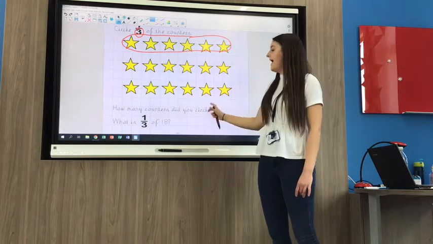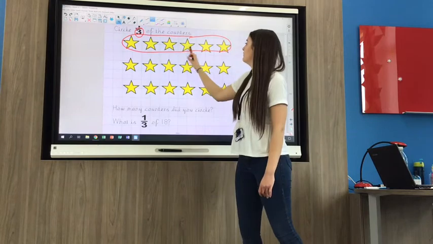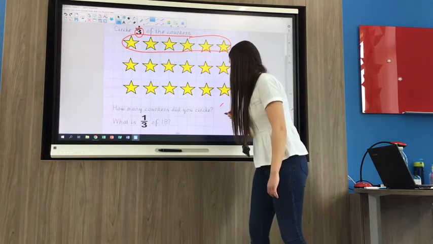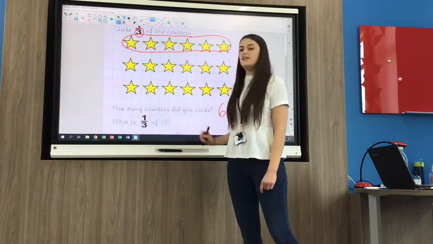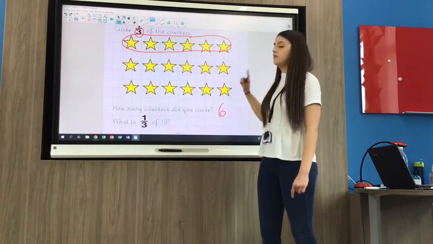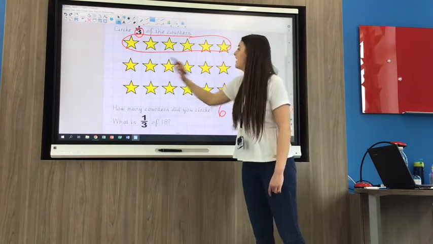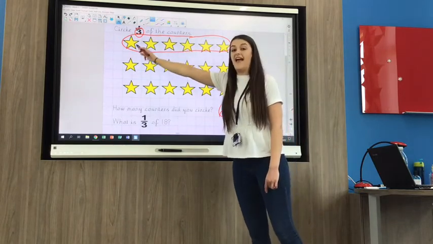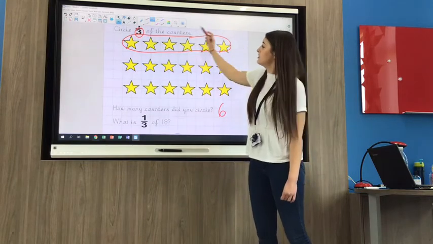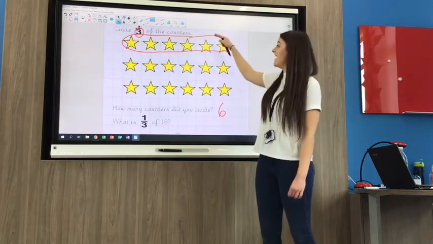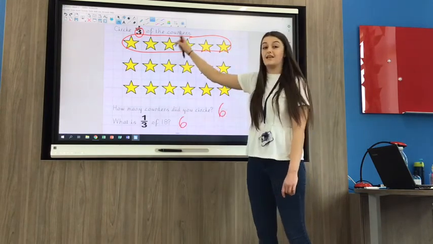So then it asks you, how many counters did you circle? 1, 2, 3, 4, 5, 6. I circled 6 counters. And then it's asking you then, well, what's a third of 18? Well, I had 18 counters there. If we just triple check that, 1, 2, 3, 4, 5, 6, 7, 8, 9, 10, 11, 12, 13, 14, 15, 16, 17, 18. Okay? So I had 18 counters, and I've circled 1/3 because I've split 18 into 3 groups. So it's still 6 because I've circled my 6 counters. Okay?